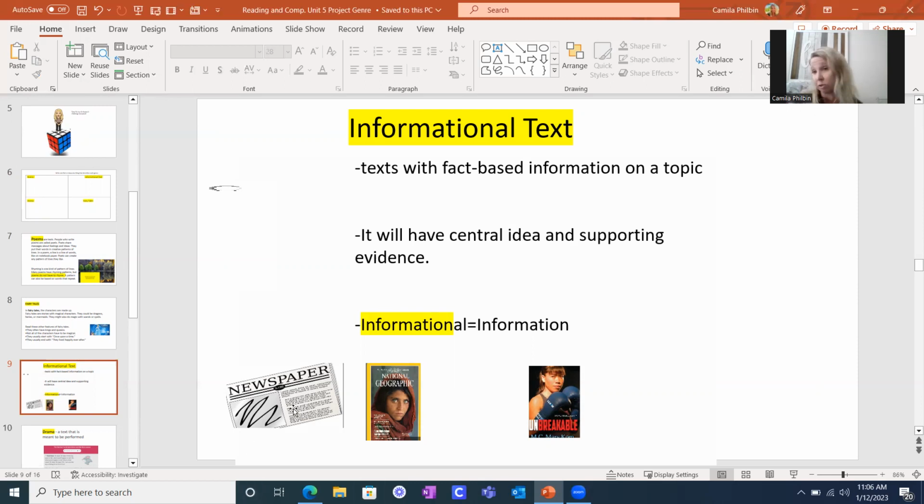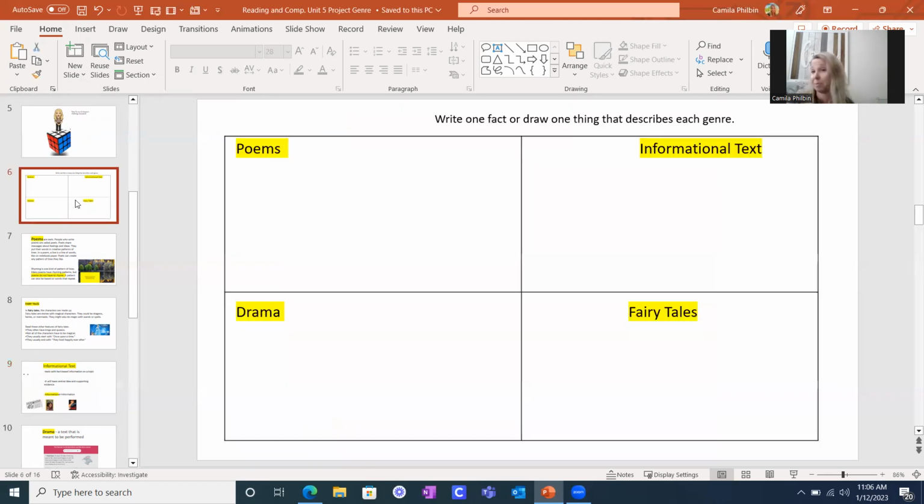So things like newspapers and magazines, a lot of times, will be informational text. Autobiographies are a lot of times informational text too. So these are all good examples of informational text where you can go to find information. So right back up here on your poster where it says informational text, you can write one fact or draw one thing that describes an informational text.